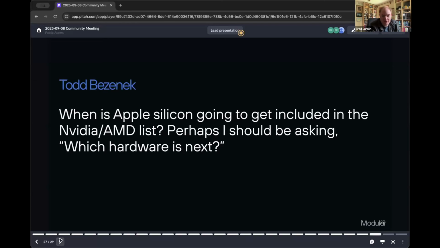When is Apple Silicon going to get included in the NVIDIA AMD list? Perhaps I should be asking which hardware is next. I know everyone's excited about Apple Silicon, but give us a little bit of time. I was just chatting with Kolya, who is developing it. Yes, vector add is working, but we just tried element-wise matrix multiplication and we hit a crash somewhere in the guts of the compiler. So there is some work to do, but we'll get there. It's a matter of time.